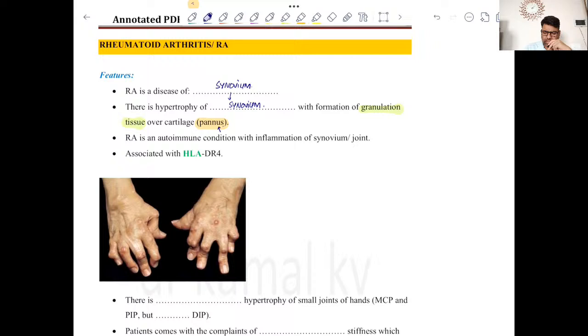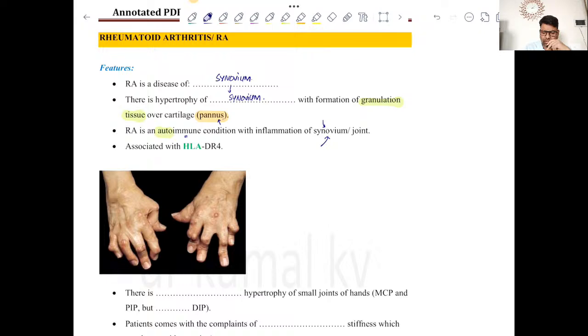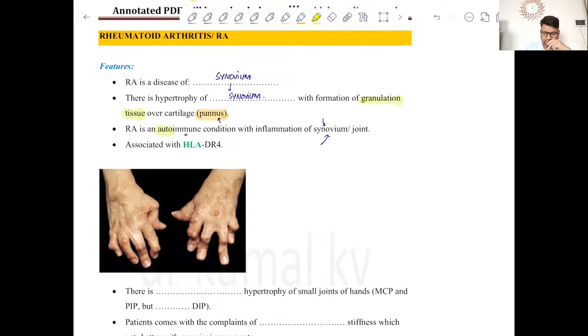Okay, now this is an autoimmune condition, and when we say the word autoimmune, it means the immunity is directed against its own tissues, and of course there is inflammation of the synovium, right? So autoimmune condition with inflammation of synovium, and HLA which is associated with this condition is DR4.